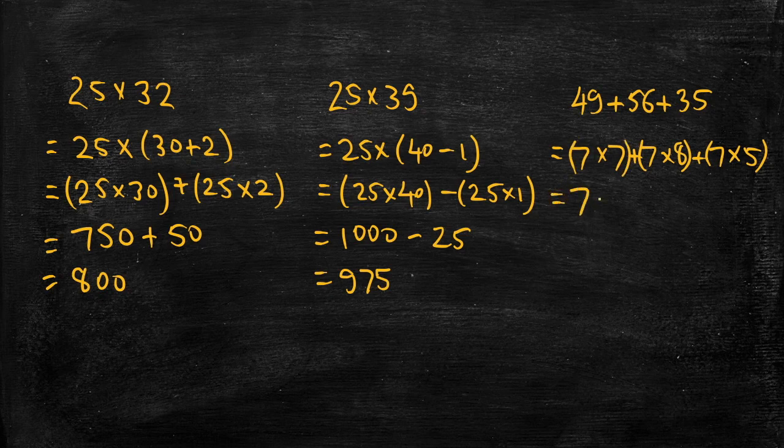So if I pull out that common factor and then use the distributive property kind of in reverse, I'll have 7 times the sum of 7 and 8 and 5. And the sum of 7 and 8 and 5 is 20. And now I can easily do 7 times 20, that's 140. So there's 3 examples of using the distributive property to do calculations involving addition and multiplication.